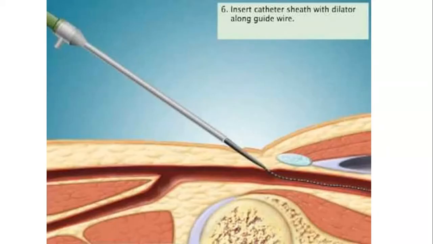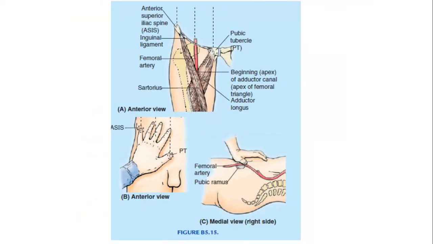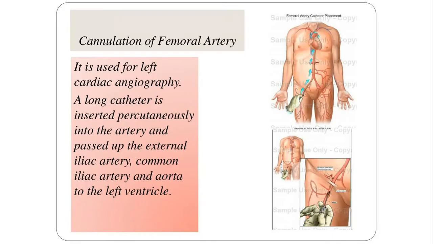This involves insertion of a catheter sheath and dilator along with the guide wire. Here you can see them being placed, and this can be done by locating the site of the femoral artery in the femoral triangle.